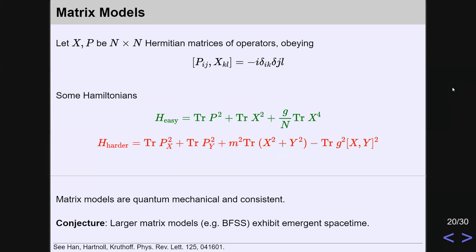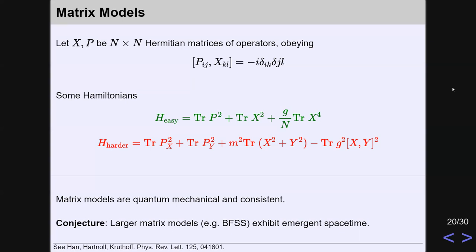And you can write down an easy, exactly solvable Hamiltonian, and then there's a more complex Hamiltonian with two distinct pairs of position and momentum matrices. These are perfectly reasonable quantum mechanical systems. Larger matrix models, not any shown here, such as BFSS, are believed to exhibit emergent spacetime. So that's the ultimate physics motivation, to have a theory where you don't put spacetime in as an input, but you see after the fact, oh, there's a black hole.